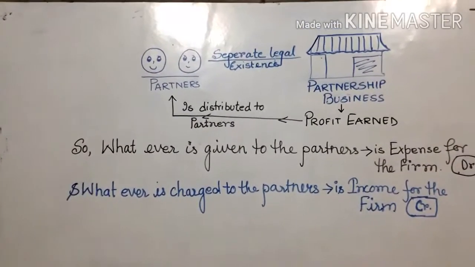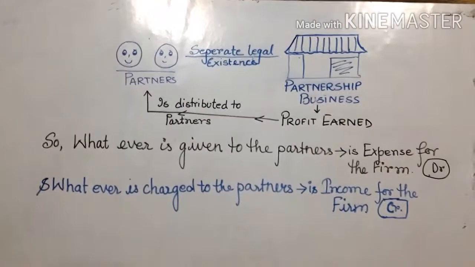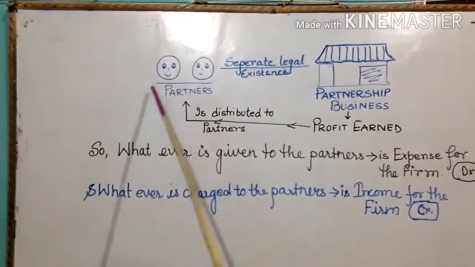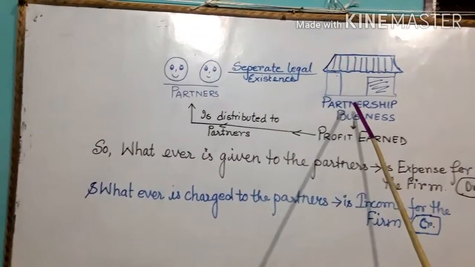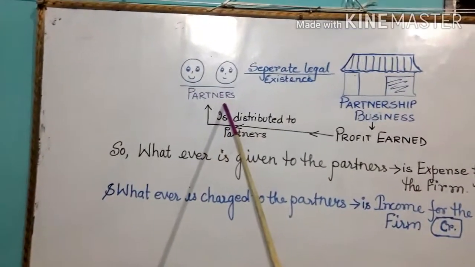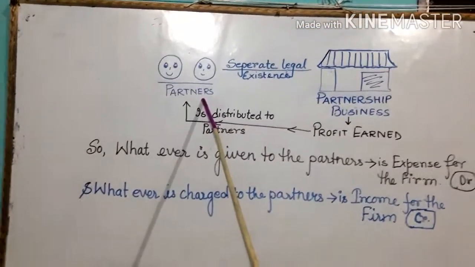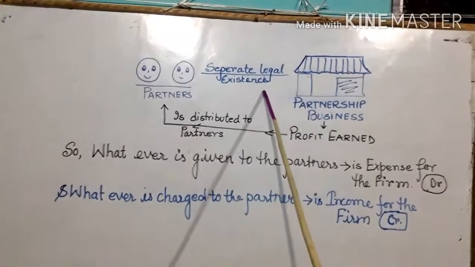Now friends, you can see on the board that there are two partners in a business firm. Suppose these are the two partners and this is their partnership firm. The partners are the owners, and as per the entity concept, the owner of the business and the business have separate legal existence.